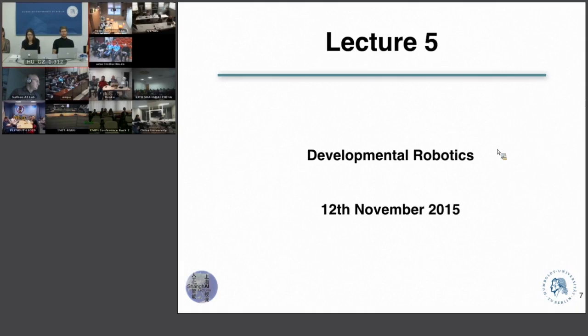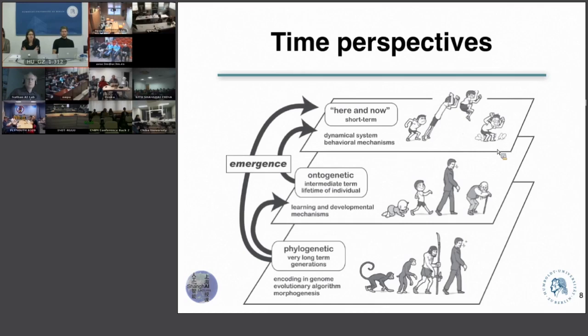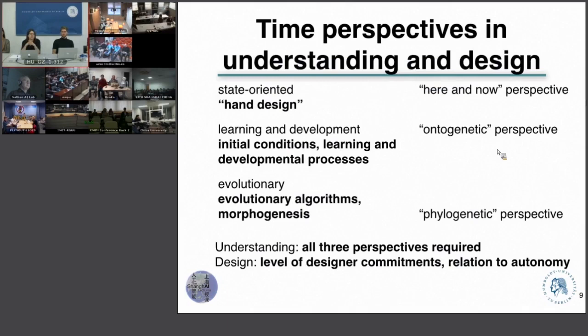So if you remember, last week we were talking about the different time perspectives, and we were mainly looking at three different perspectives. So we had the here and now, the short-term perspective, the ontogenetic perspective, and the phylogenetic perspective. Just to repeat that, in the here and now perspective, we were looking at the level of the designer commitments. So in this here and now perspective, everything had to be designed by hand, so hand design. Then in the ontogenetic perspective, we have to design initial conditions, we have to design learning and developmental processes. And in the evolutionary phylogenetic perspective, we have to design the evolutionary algorithms and how the morphogenesis works. We've been looking at the evolutionary perspective last week in more detail.